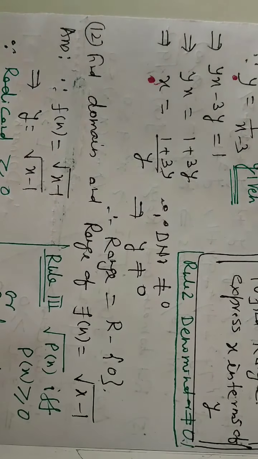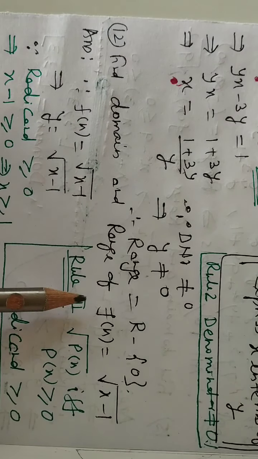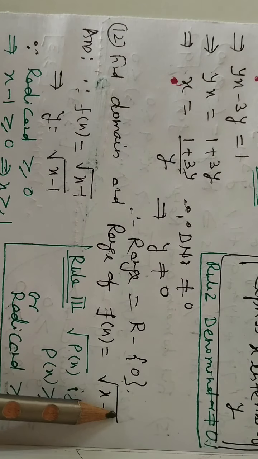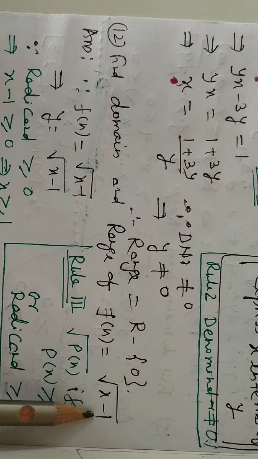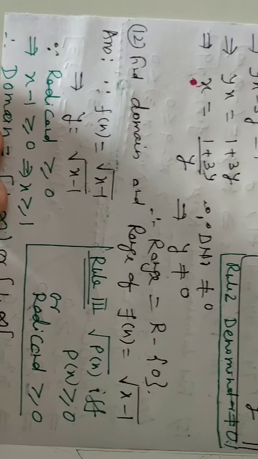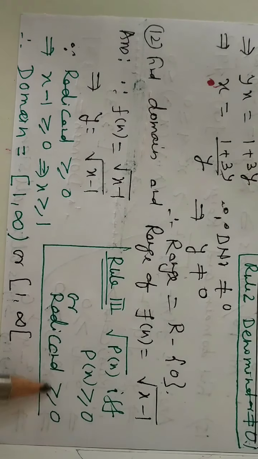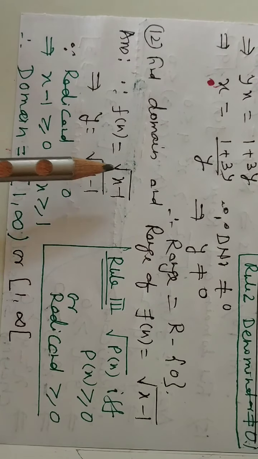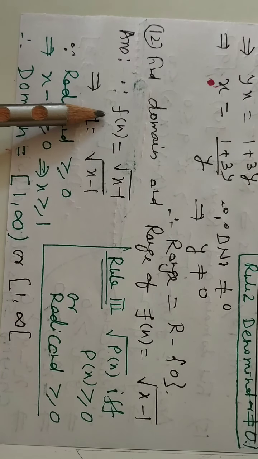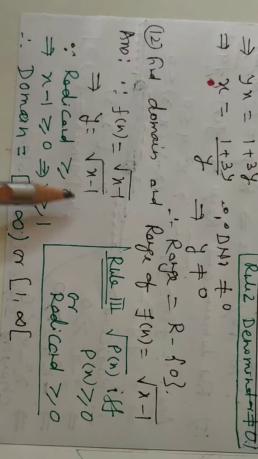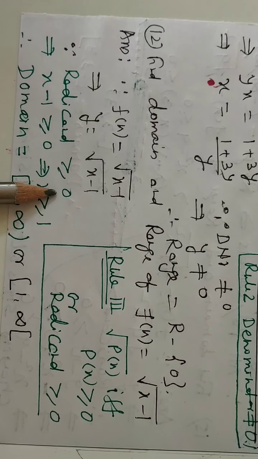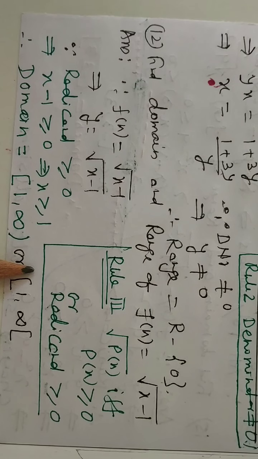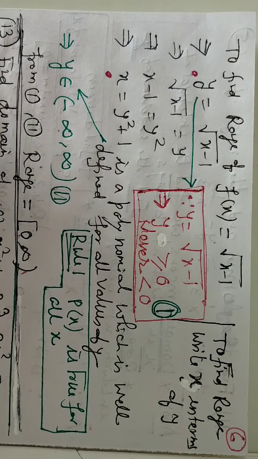Now question number 12. Find the domain and range of this. Whatever is inside the root is called the radicand. Radicand is a new term. The radicand is more than or equal to 0, already discussed in rule 3. So y is equal to root x minus 1, and the radicand is more than or equal to 0. So x minus 1 is more than or equal to 0, so x is more than or equal to 1. So domain is equal to 1 to infinity.